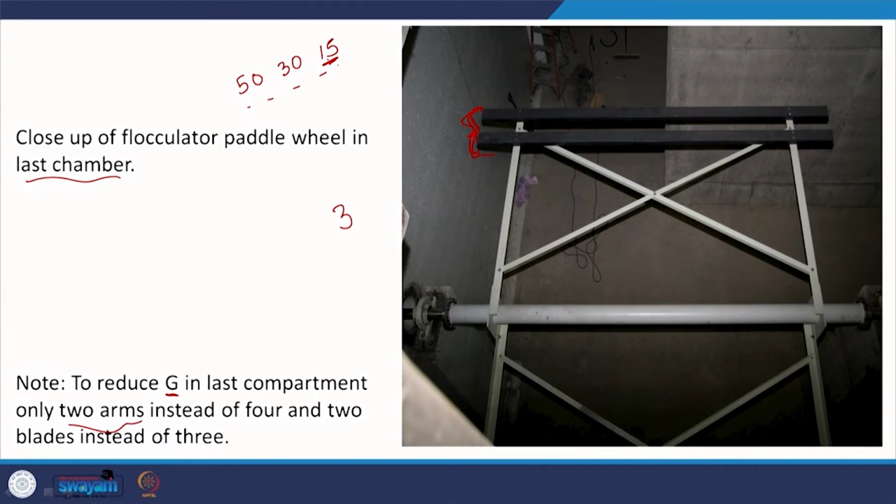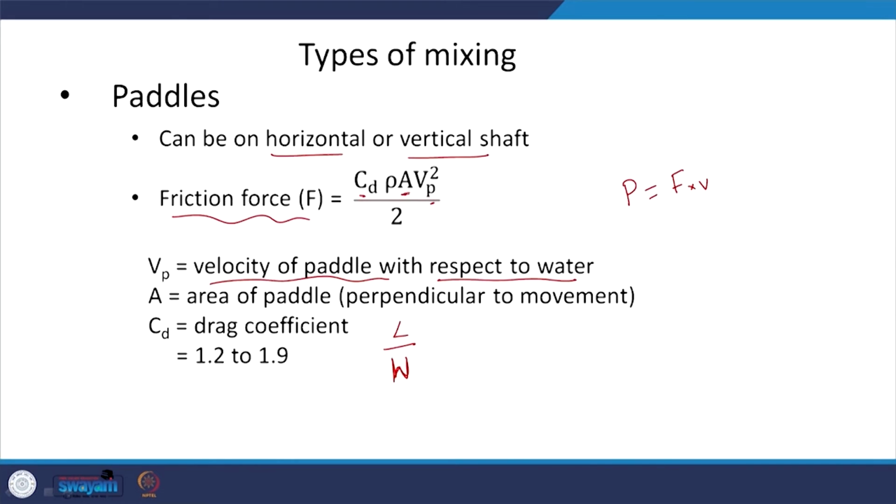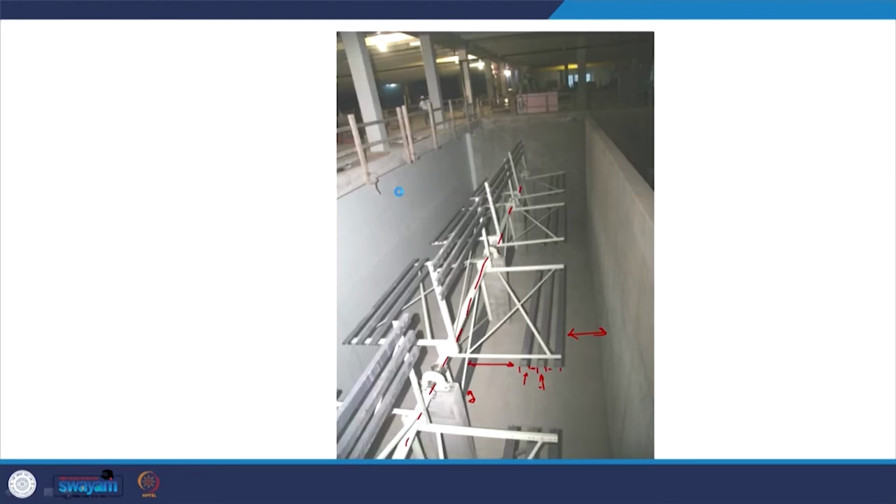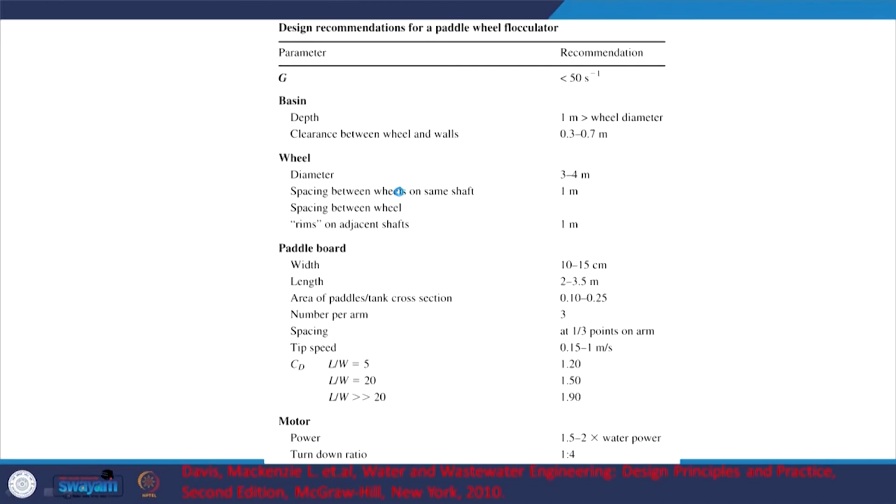As you can see here, the area of the paddle plays a role. So if you decrease the area, you are going to decrease the power, right? And again you know that power is proportional to the G value, right? G is the square root of P by mu volume. So if you decrease the power, you can do that in different ways. So you can decrease the area. That's what they were trying to do in that particular context.